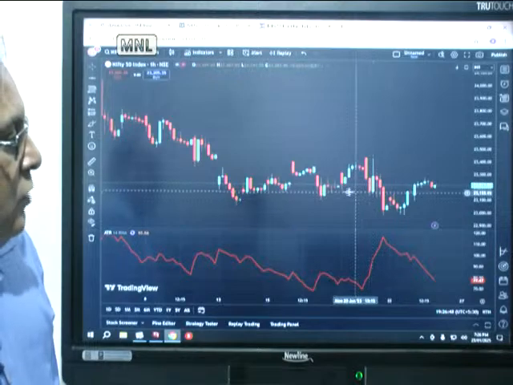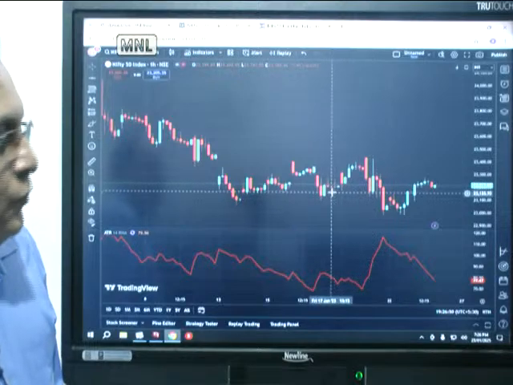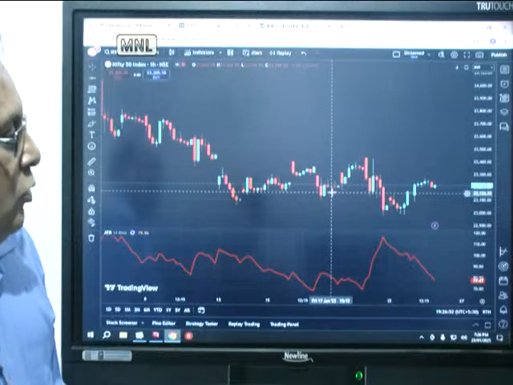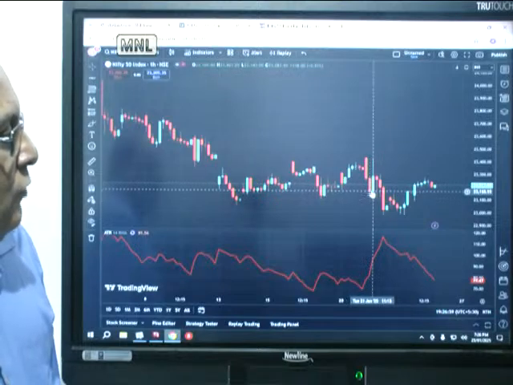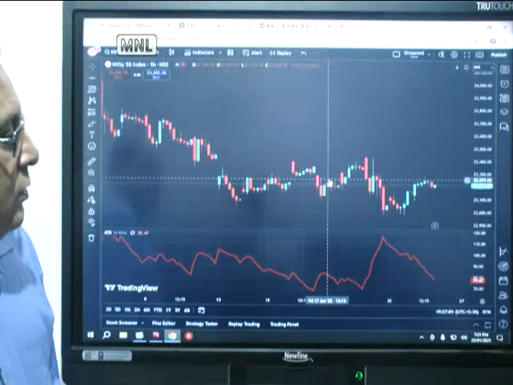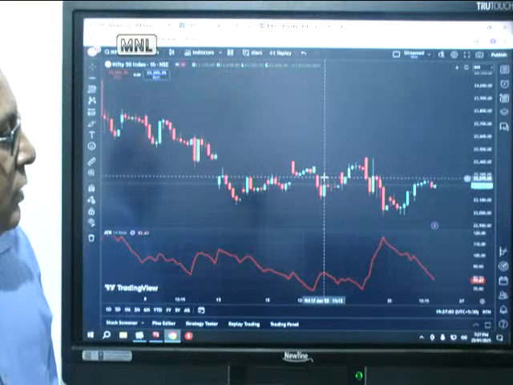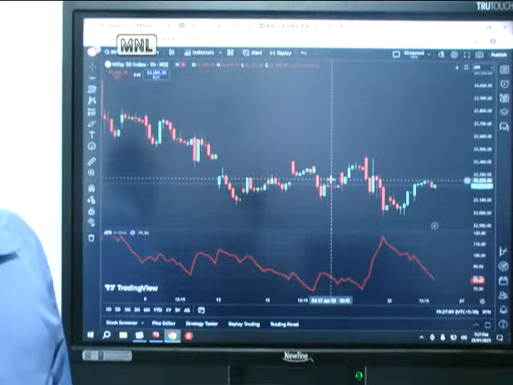Now, if we go on the short side, that is below this particular level, which is approximately this particular level, then in that case we don't need to put this as a stop loss. We can put even this as a stop loss. We can even put this particular place as a stop loss.